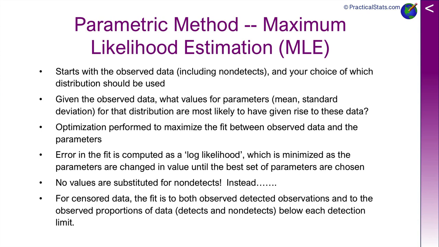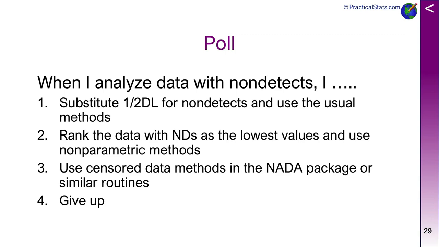All right, before I go to the description of what the parametric method is, maximum likelihood, I'd like to find out a little bit more about you. And so I'm going to do a poll. Don't usually do this, but I will today. And so I would like you to respond with one of these answers to the question, to analyze data with nondetects. You've got 4 options here: to substitute half the detection limit and then run the standard test like analysis of variance, to use non-parametric tests and rank all of the nondetects as the lowest data, to use the NADA package or something similar that actually is built for these things called censored data, data with nondetects, or give up.